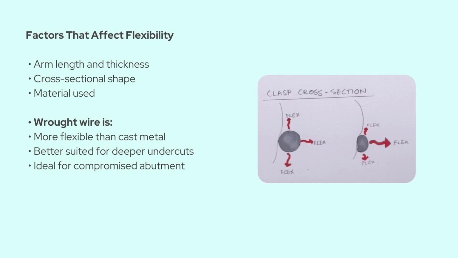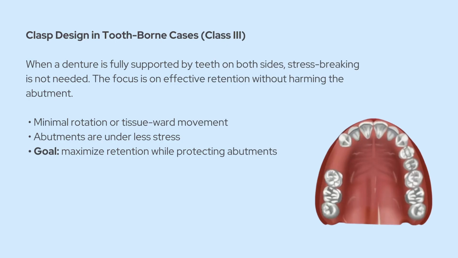And one last thing here, retention really depends on the depth of the undercut and how flexible that clasp arm is. Flexibility is influenced by a few things like the length and thickness of the arm, the shape of the cross section, and even the material we use. For example, wrought wire is more flexible than cast metal, and since it can be used in smaller diameters, it's often more forgiving, especially in compromise situations.